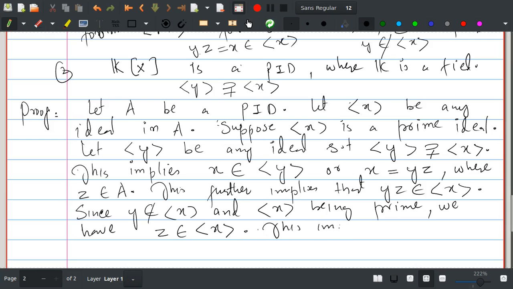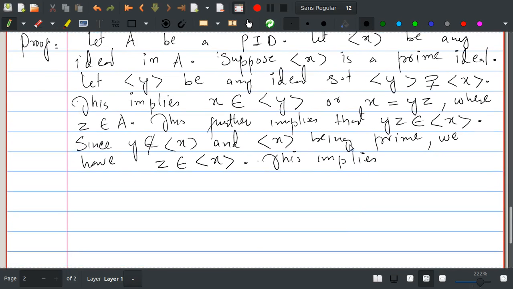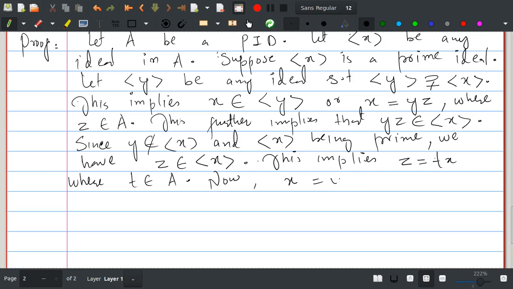This implies this Z is X times some element of A, suppose T, where T is inside A. Or let us write this as XT, because the ring is commutative, this won't matter. So this is T times X, where this T is inside A. So now this X is the same as YZ here, and this YZ is the same as Y times Z, that is YTX.